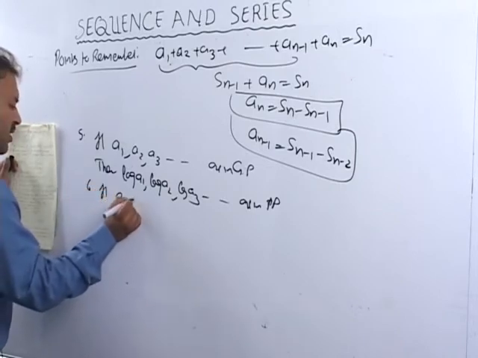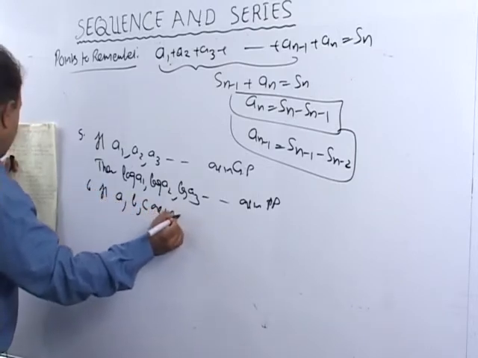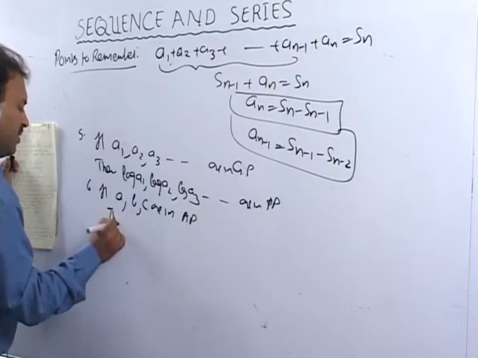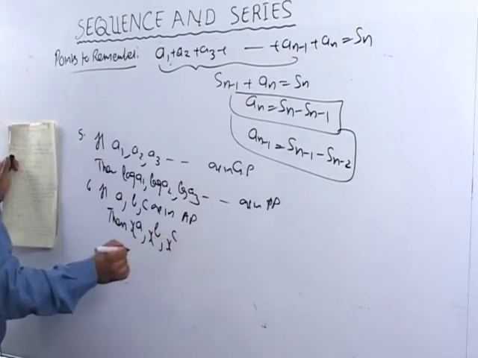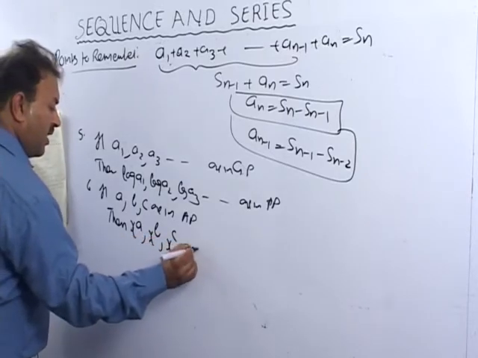If A, B, C are in AP, then x to the power A, x to the power B, x to the power C are in GP.